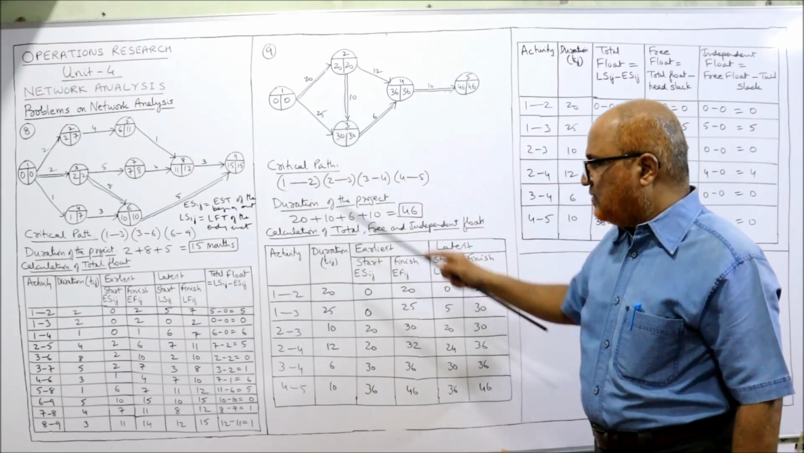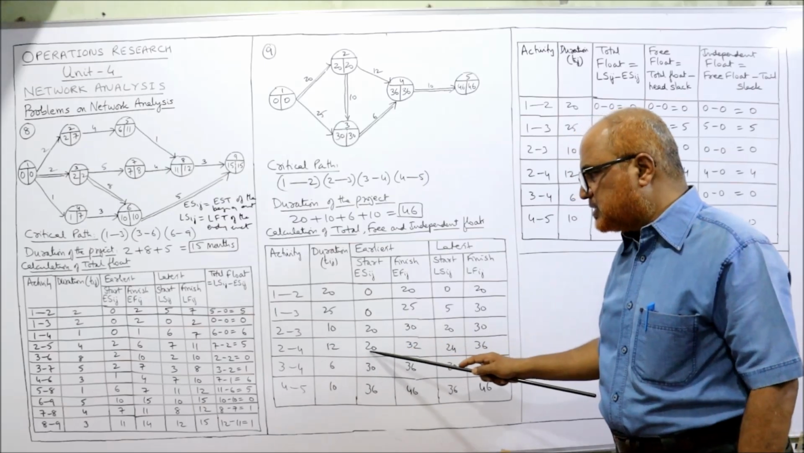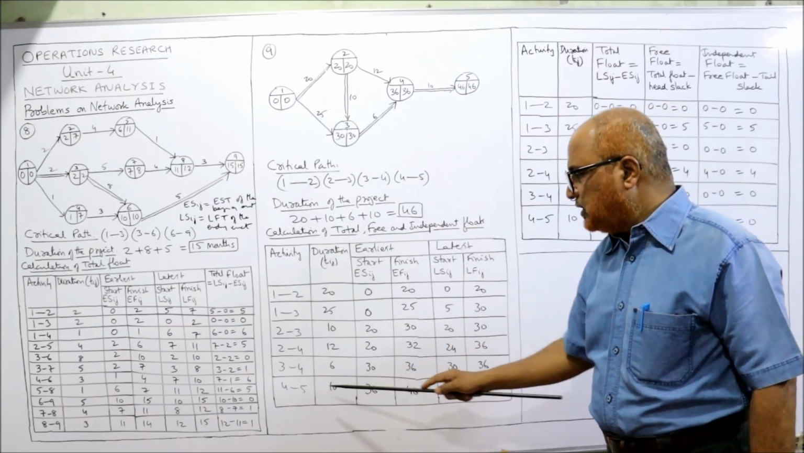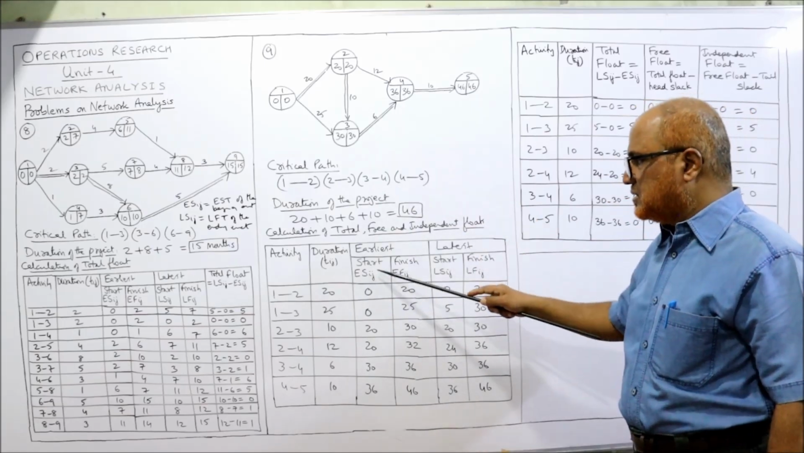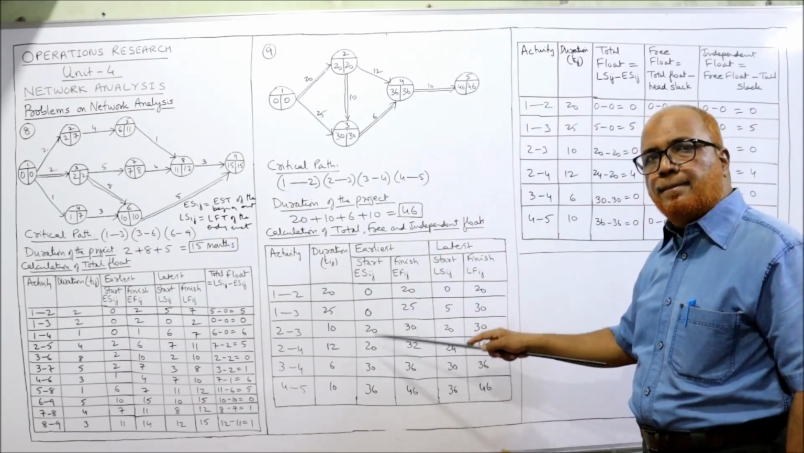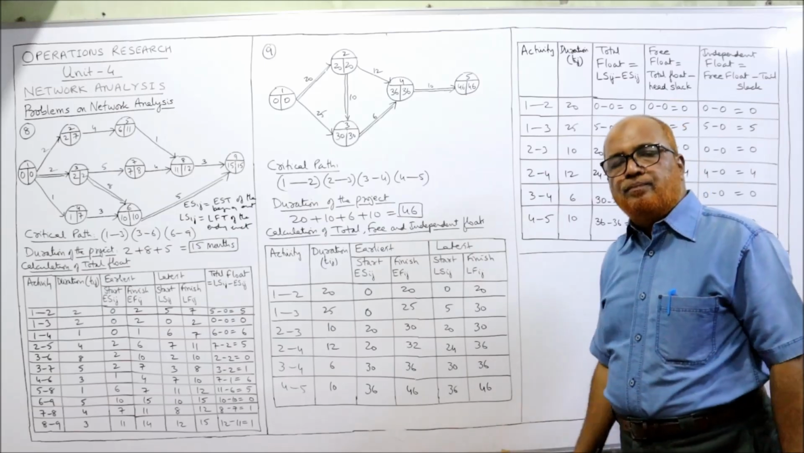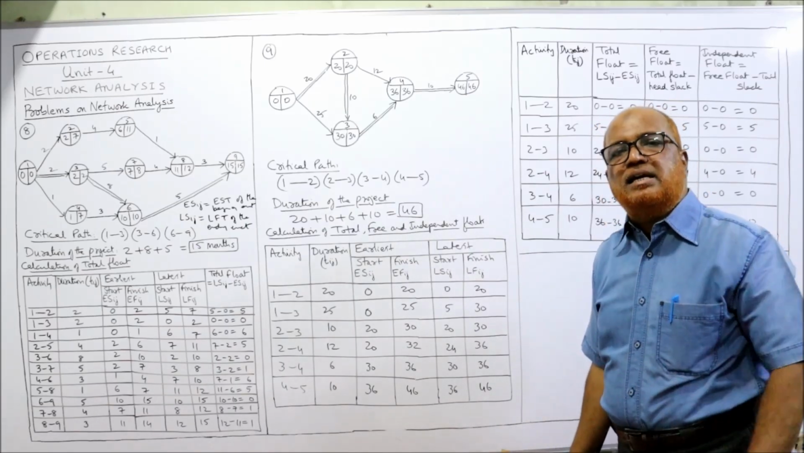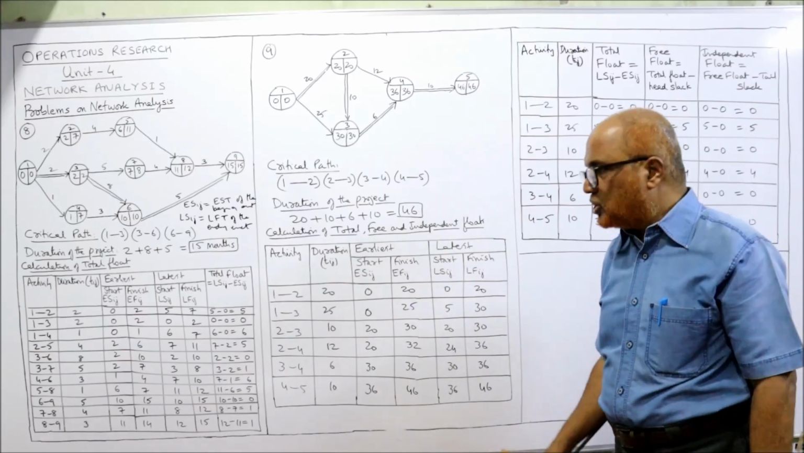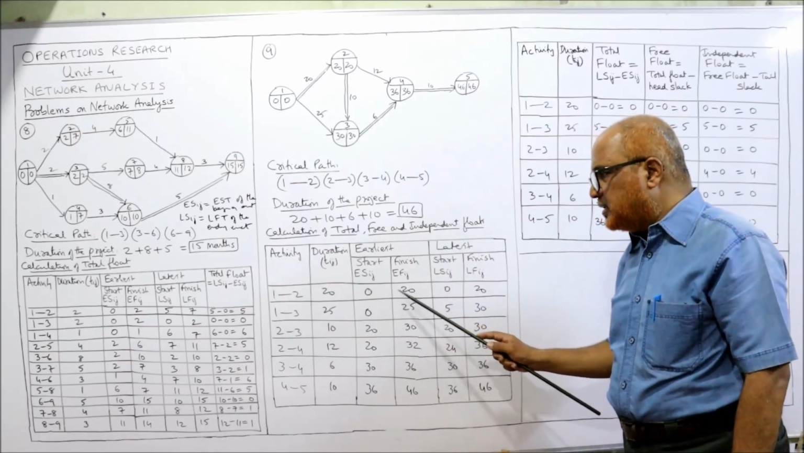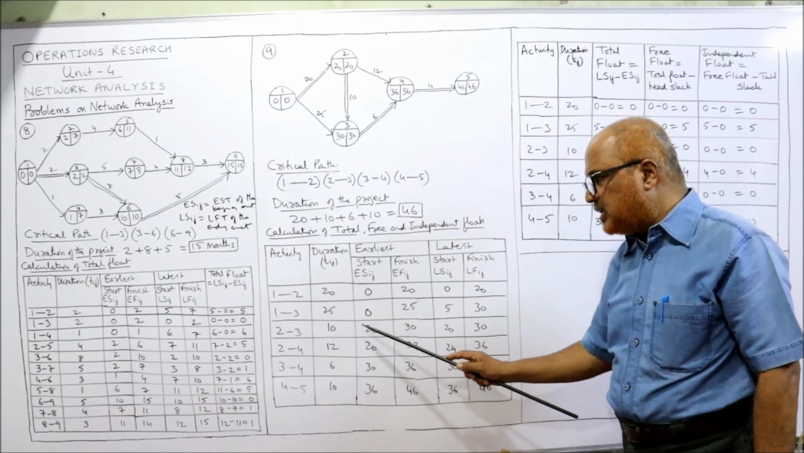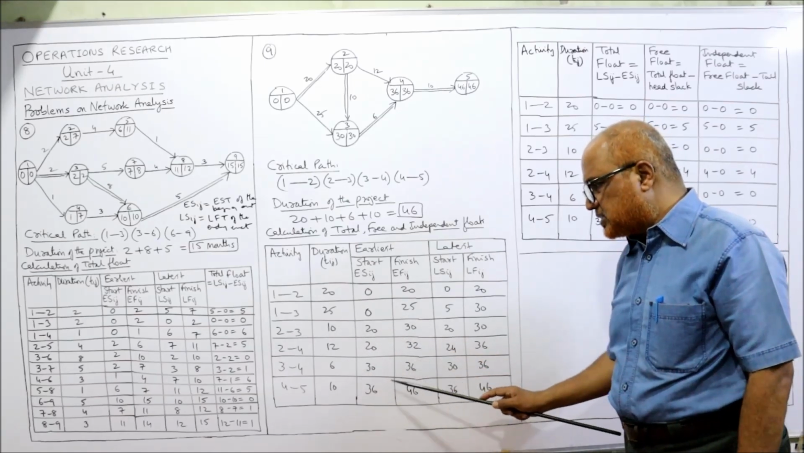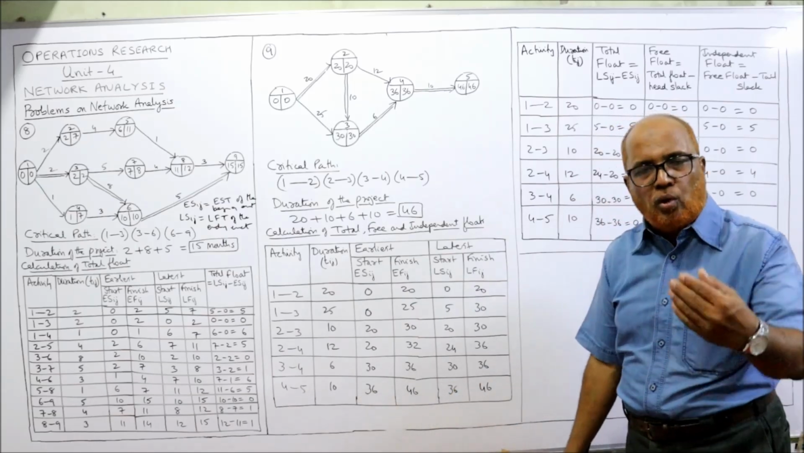Second event EST value 20. Third event EST value 30. Fourth event EST value 36. So we have calculated ESIJ. Now EFIJ. EFIJ is equal to ESIJ plus TIJ. Add up the duration. So 0 plus 20, 20. 0 plus 25, 25. 20 plus 10, 30. 20 plus 12, 32. 30 plus 6, 36. 36 plus 10, 46. Over.